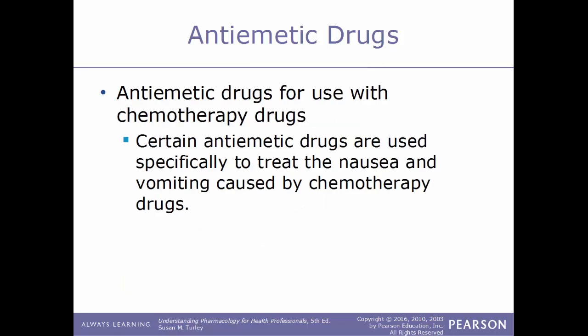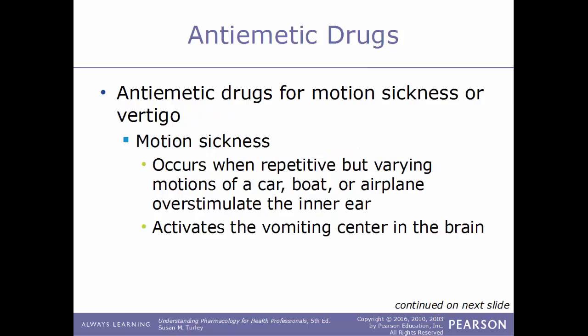Now, there are some antiemetic drugs that are specifically used to treat the nausea and vomiting that are caused by chemotherapy drugs, because that is a common side effect of chemotherapy. You can also have antiemetic drugs that are specifically for vertigo or motion sickness.